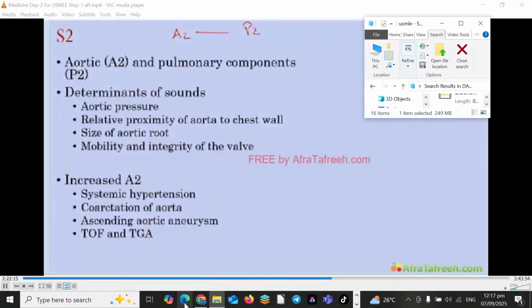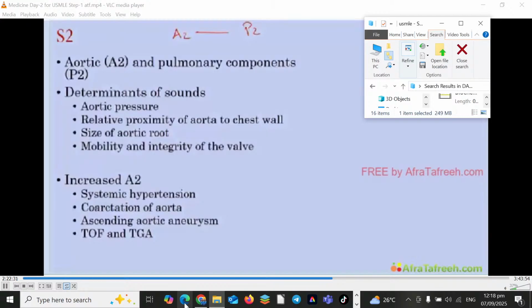What happens in TOF? I'm not getting it. Why are you asking about TOF? I did not mention TOF anywhere. Anyways, so is this concept clear?